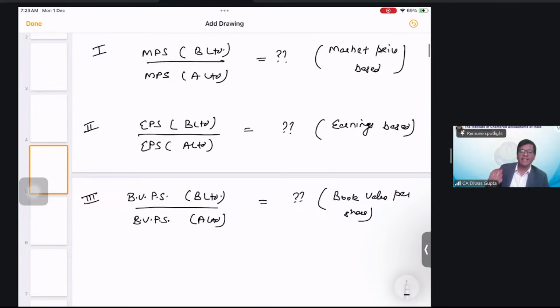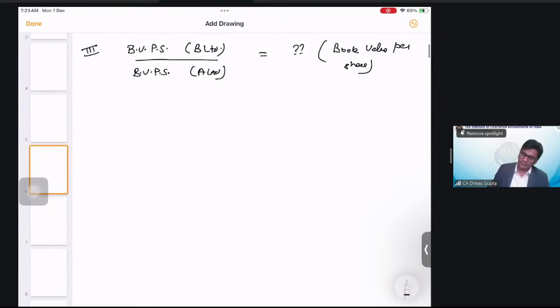So in all these cases, MPS, EPS, book value per share, the funda remains same. That whosoever is the target company, that will be in the numerator. The acquiring company will be in the denominator. Now, some of the questions might also ask you, so all these are the favorable measures, right? MPS, EPS, BVPS, higher it is, better it is. So these are the favorable measures.